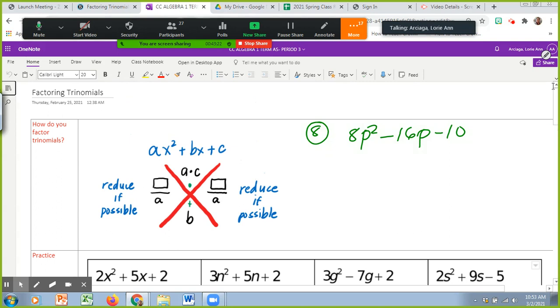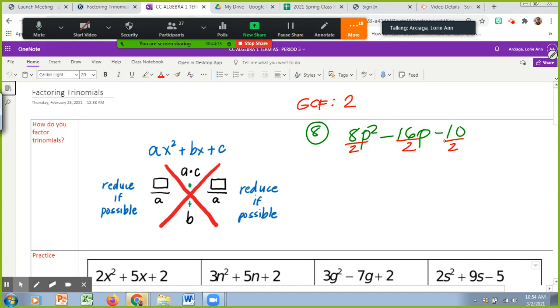Okay. So this is not ready for X method. Why? Because look at 8, 16, and negative 10. Can you think of a number that can divide all of them at the same time? Can you find a GCF for 8, 16, and negative 10? What number can divide all of them? 2. Very good. So that means you're going to divide all of them by 2. Isn't that our lesson before we did the X method? GCF? Okay, so now you see them working together.